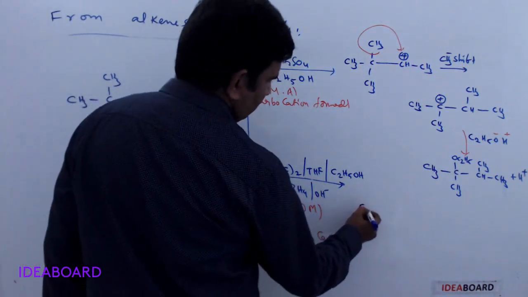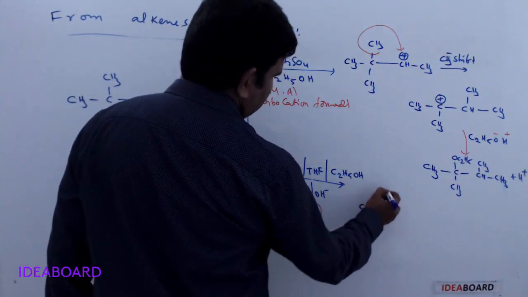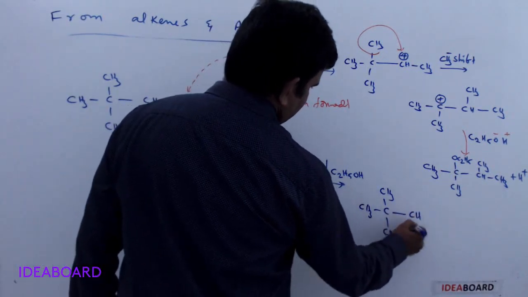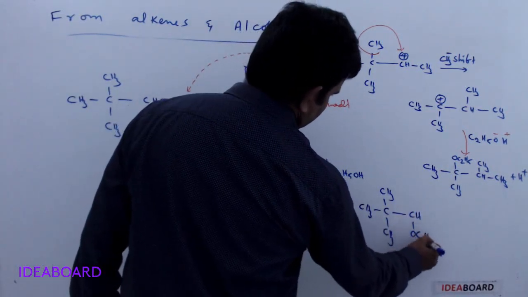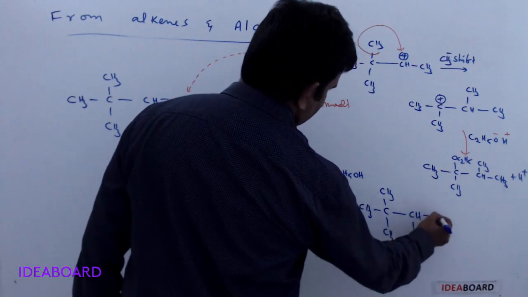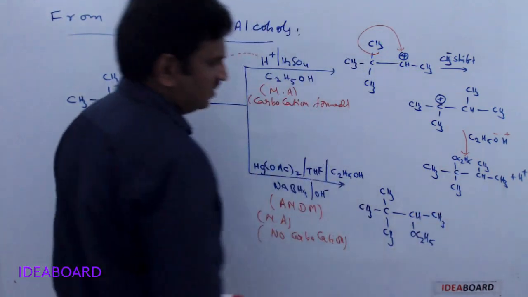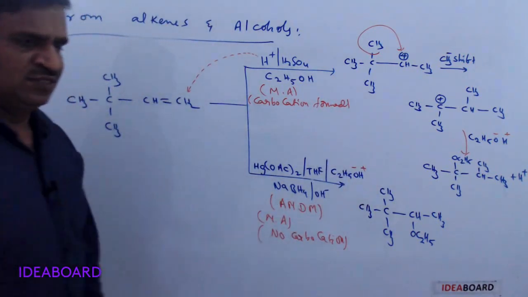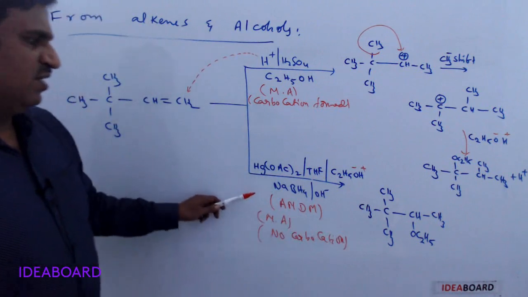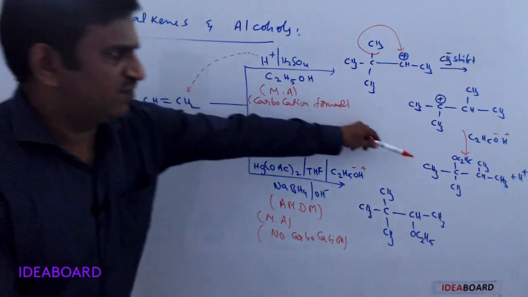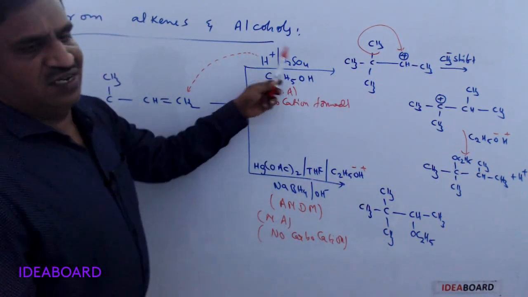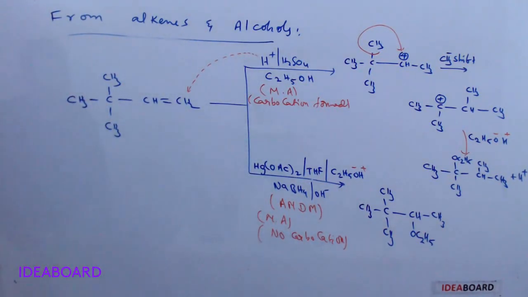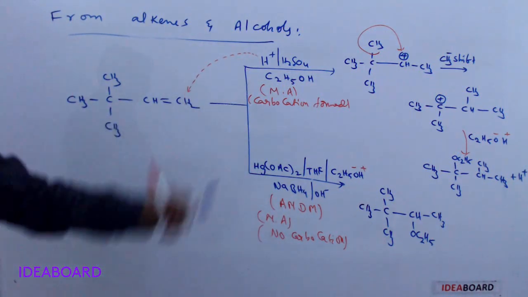So what is the product finally? Here CH3, CH3 and CH3 and CH, getting the OC2H5 negative part, and this getting the positive part of the reagent, because it is C2H5O minus and H plus. So this is the product for this alkoxymercuration demercuration, and this is the final product for the acid catalyzed reaction of alcohol with alkene. Okay, so this is the difference between the products.